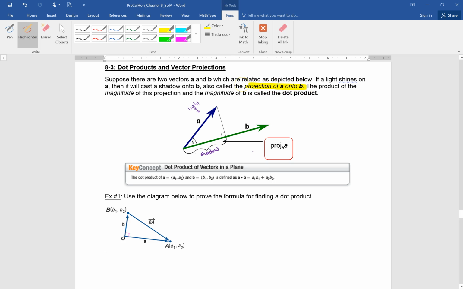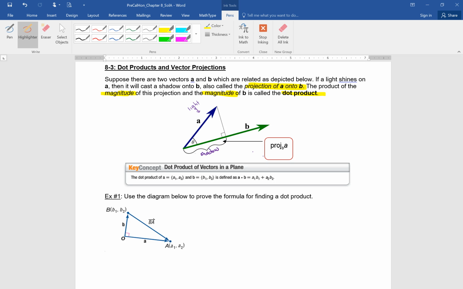Okay? Now, the product of the length or the magnitude of this projection and the magnitude of B is called the dot product. So let me say that one more time. You shine a light on A and it casts a shadow on B. Okay, now you measure the length of the shadow. You measure the length of B.